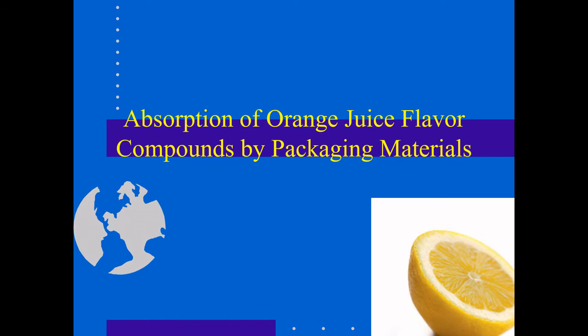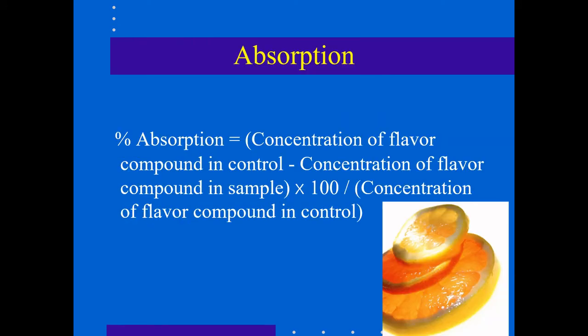Now we look at the second case study, which is absorption of orange juice flavor compounds by the packaging materials. Now, how is absorption calculated? We use this formula, where the percentage of absorption is equivalent to the difference in the concentration of flavor compound in control and in food sample, and then we divide by the concentration of flavor compound in control and multiply by 100.